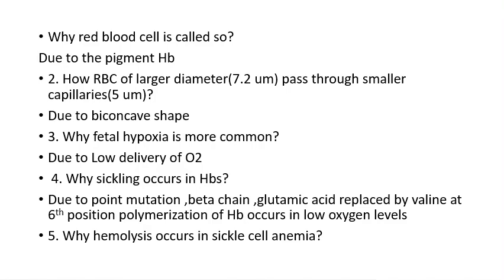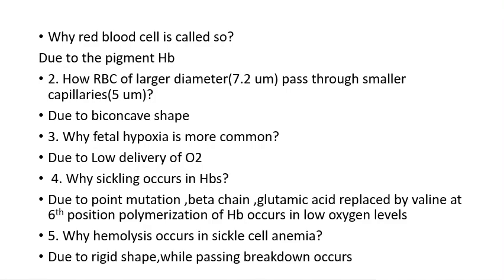Fifth question, why does hemolysis occur in sickle cell anemia? Due to the rigid shape, while passing through the capillary, breakdown occurs because of the sickle shape. So the normal RBC shape is lost. That's why hemolysis occurs.